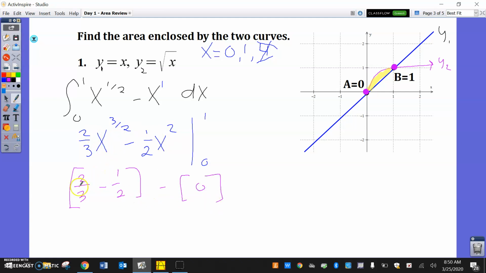So all I need to do is evaluate 2/3 minus 1/2, which is going to be 4/6 minus 3/6. That is just going to give me 1/2. And remember, this is area, so it's units squared.